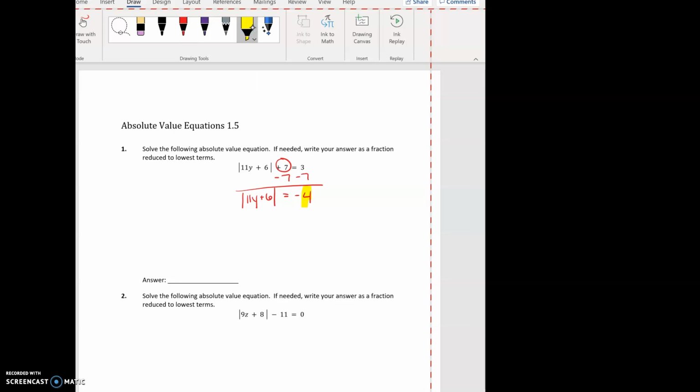Okay, now this right here is giving me a red flag because I have an absolute value equal to a negative number. And remember, an absolute value represents a distance from 0. So an absolute value cannot equal a negative number. So when we get something like this, that means no solution. Okay, we cannot have an absolute value equal a negative number.